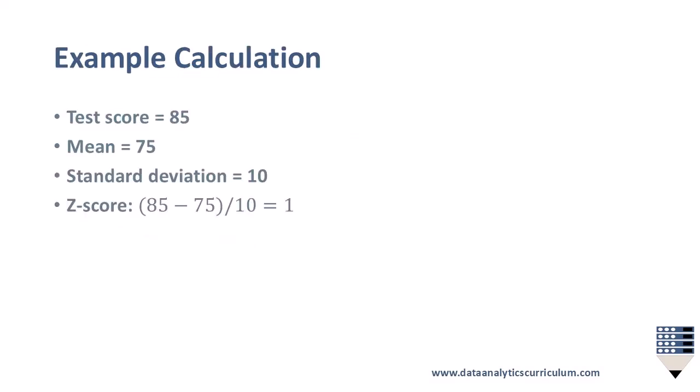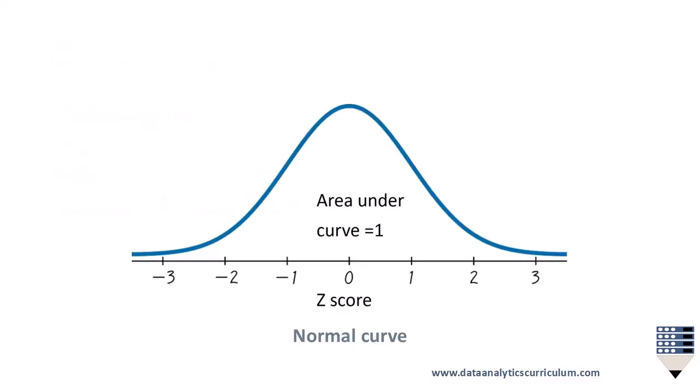Let's look at an example. Imagine a test score of 85, with a mean of 75 and a standard deviation of 10. We plug those into the formula. Z equals 85 minus 75, divided by 10, which equals 1. That means the test score is 1 standard deviation above the mean.